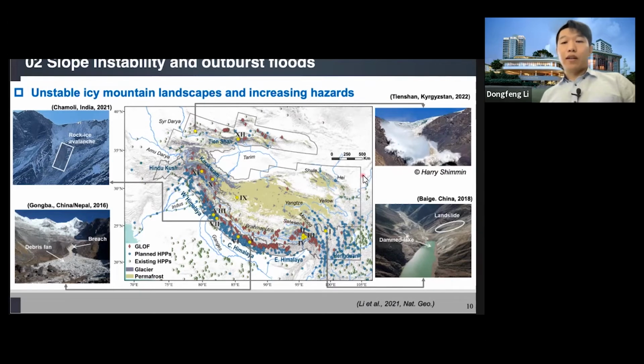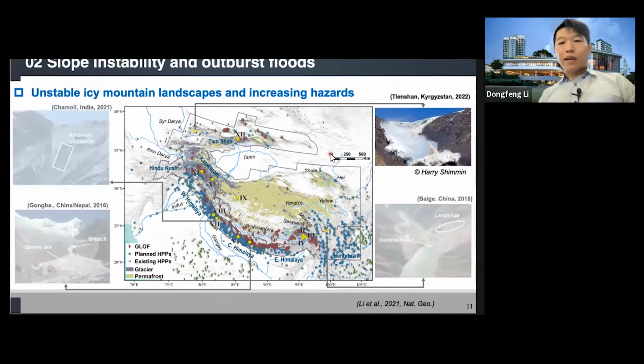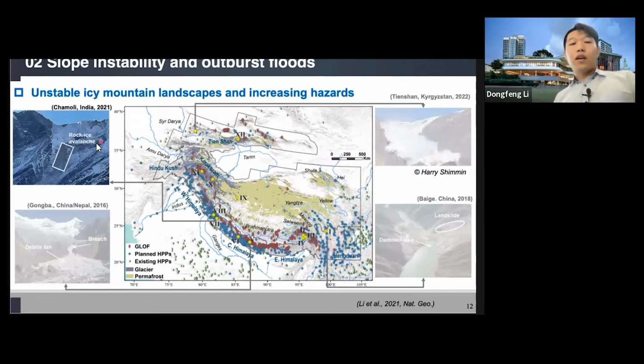For example, here I will show an example of an ice avalanche event. It occurred, I think, a few months ago in Tian Shan, where a huge chunk of ice just collapsed from this mountain peak. And here is another example.